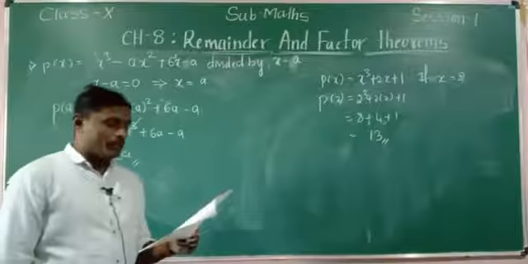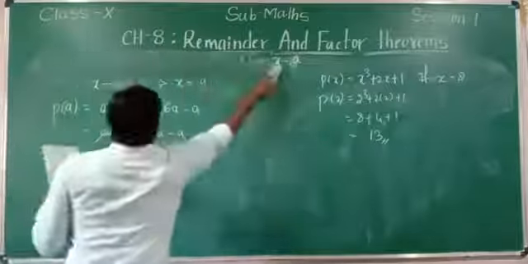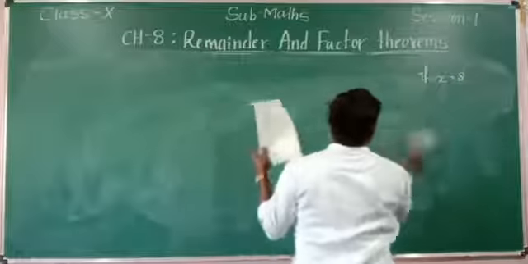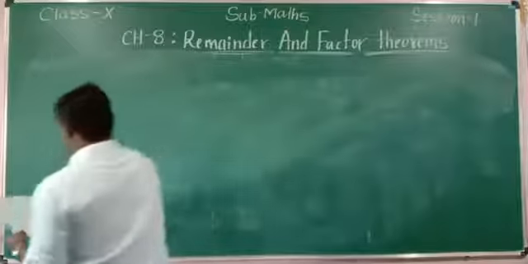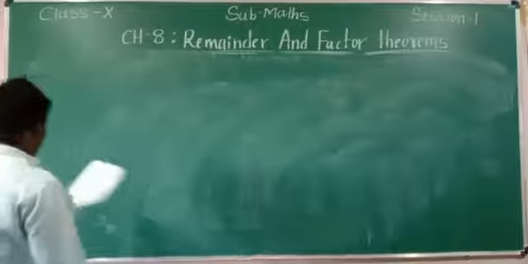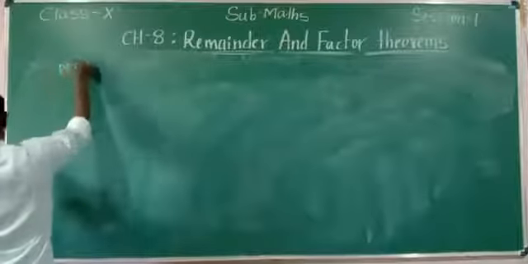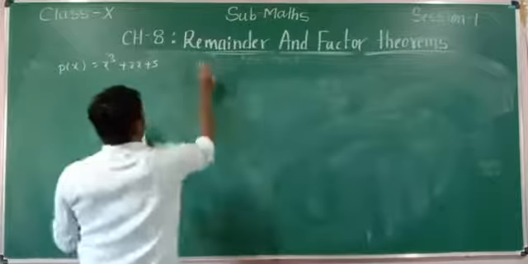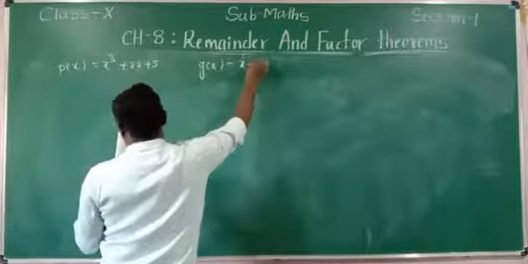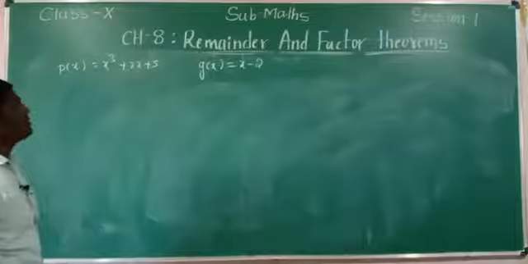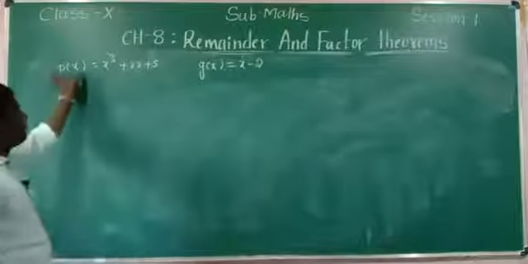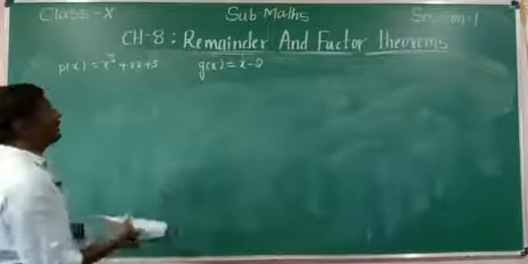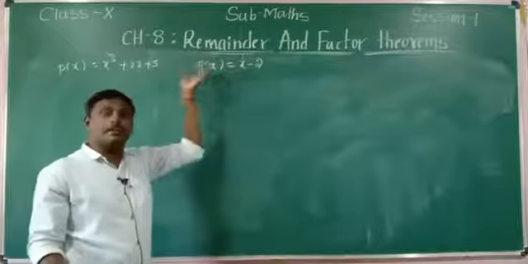Find the remainder when p of x equal to x cube plus 2x plus 5 is divided by g of x equal to x minus 2. So the polynomial p of x here is divided by g of x; they are indicating another expression as g of x.